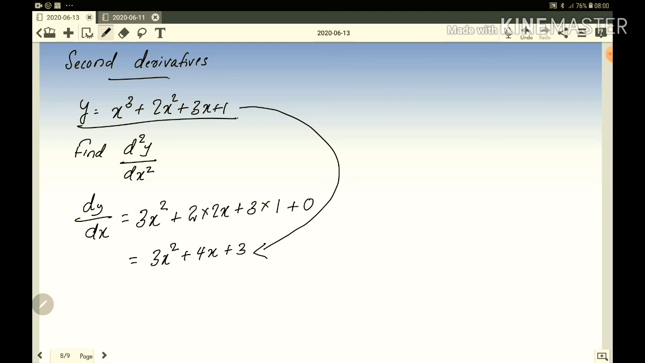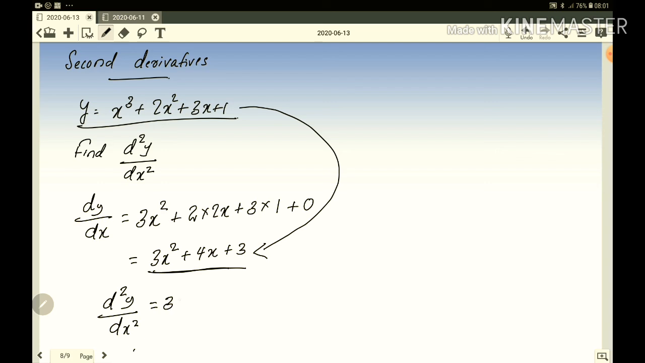Now I'm going to differentiate this dy by dx, that is this one again. So the notation is d square y by dx square. That is the second derivative. We need the second derivative when it comes to cubic graphs. That I will tell you in the following videos. So it's going to be what? Just differentiate this one, the one that you differentiated already.